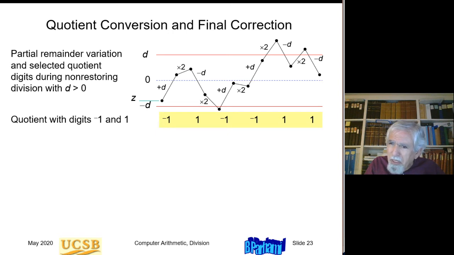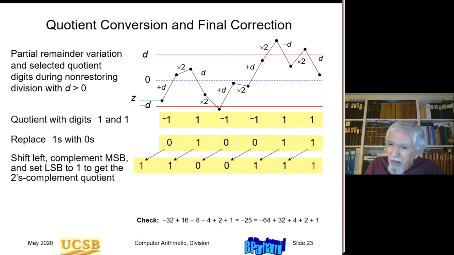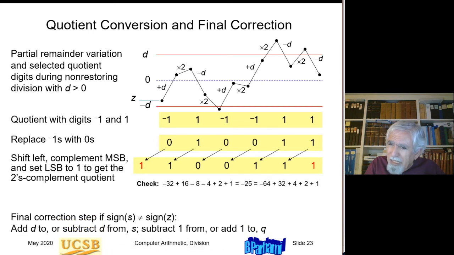Okay, so the quotient conversion is a process that leads from those ones and negative ones, which is the quotient for non-restoring division, to a quotient that is zeros and ones. Actually, it's a 2's complement number. So to convert from this representation, so this number here is actually a negative number because its first digit is negative.